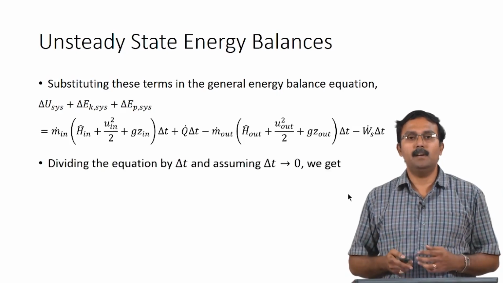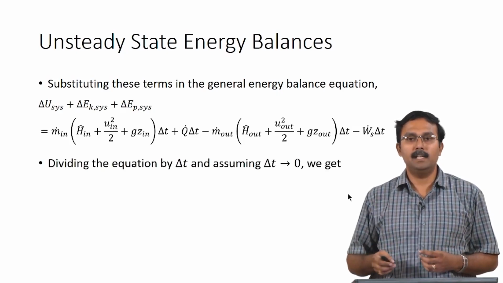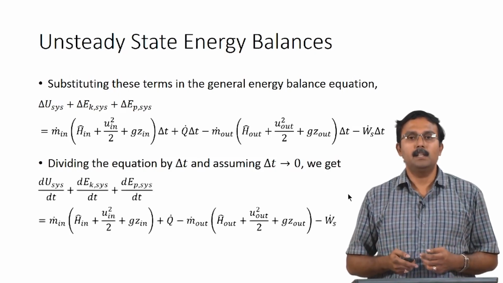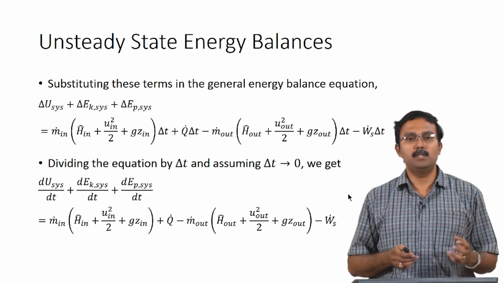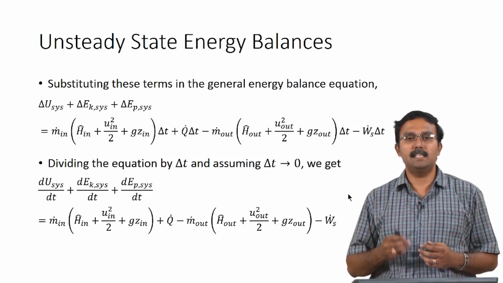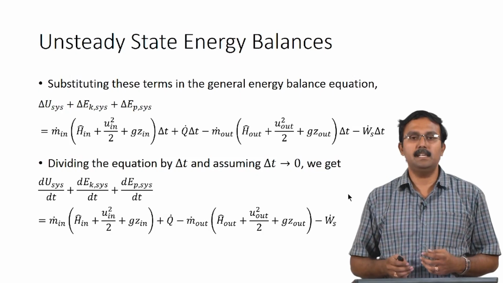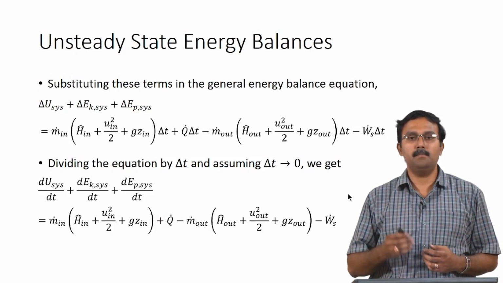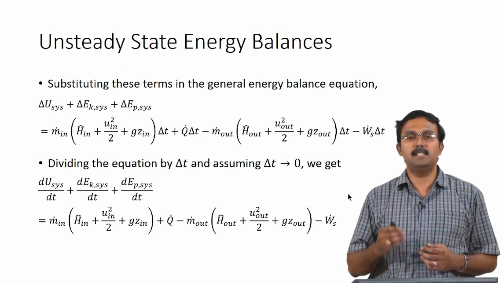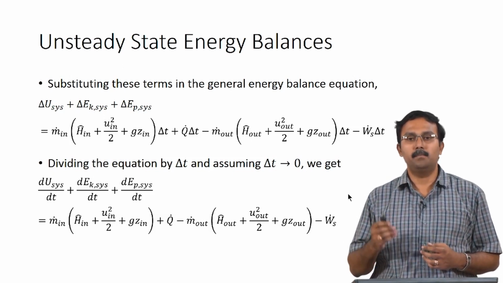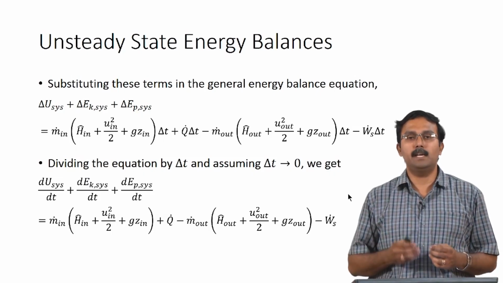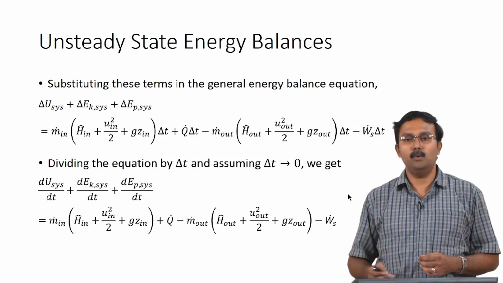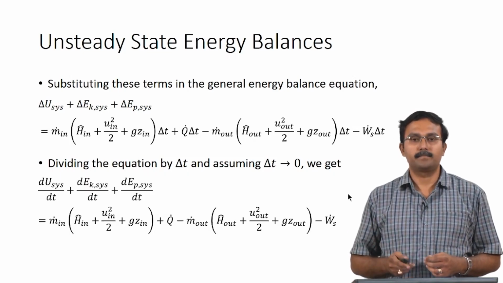If you were to divide this equation by delta t and assume delta t tends to 0 and apply the limits, then you would have dU sys by dt plus dEk sys by dt plus dEp sys by dt equals m dot in times h cap in plus u in squared by 2 plus g z in, plus q dot, minus m dot out times h cap out plus u out squared by 2 plus g z out, minus ws dot.